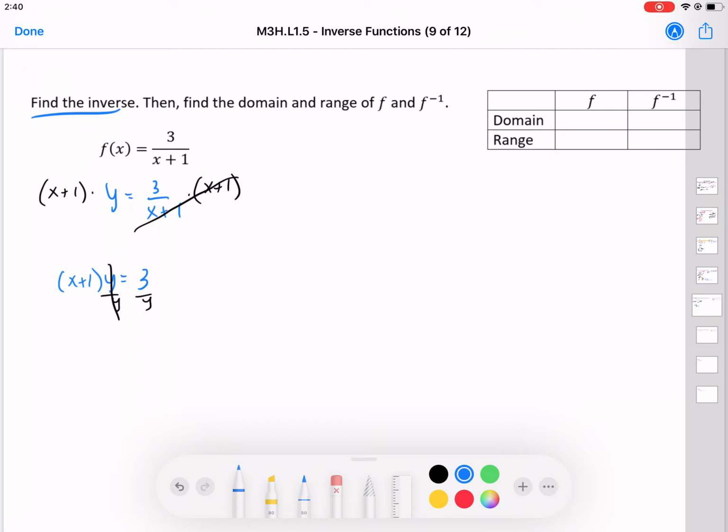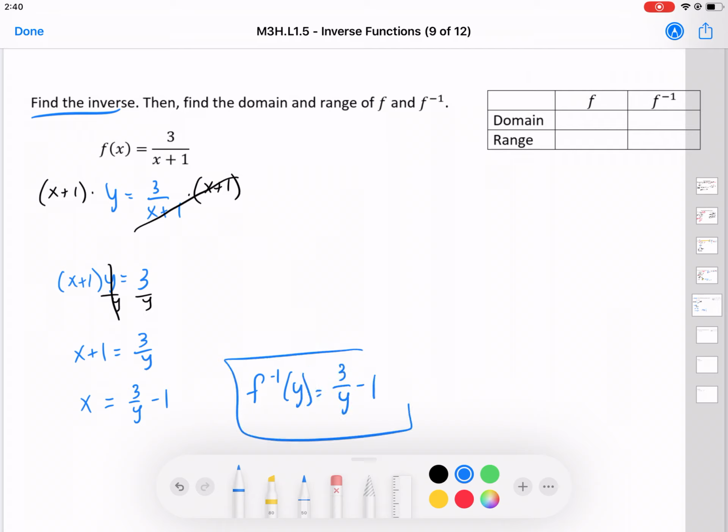Here we go. Divide both sides by y. And you have x plus 1 equals 3 over y, and then you subtract 1. But you can do whichever method you want. So I'm going to write that in inverse notation. And there it is. So let's talk about the domain and range.